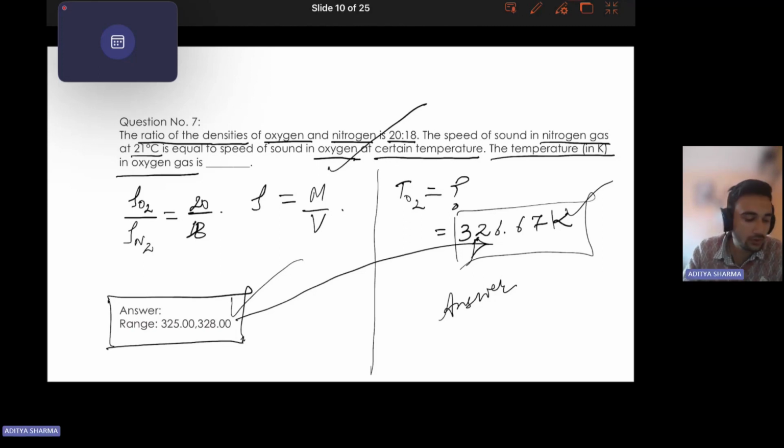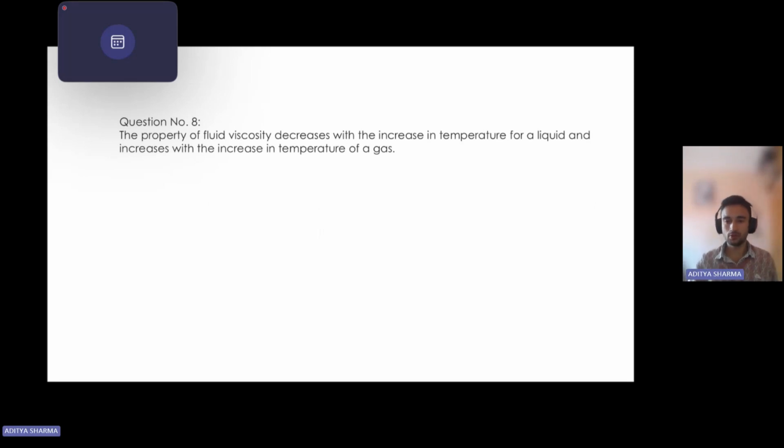Now let's move on to the next question. So now we are in question number 8. So the question is like this: the property of fluid viscosity decreases with increase in temperature for a liquid and increases with increase in temperature of a gas. So the question is whether this statement is correct or not.